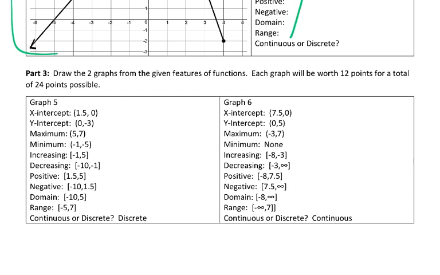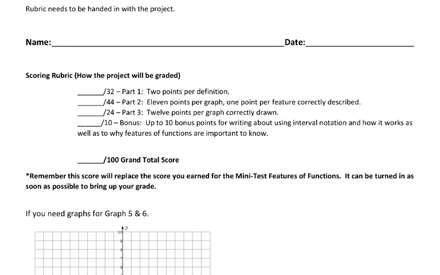Okay, then the last 2, given these features of functions, you're going to sketch a graph for me. So following the rules, what is your graph going to look like? And so you'll need to do that. Okay, and each of those is worth 12 points, so that's 24 points possible. Okay, so you'll need to have this rubric when you hand it in. Okay, whether you do it electronically or on paper.